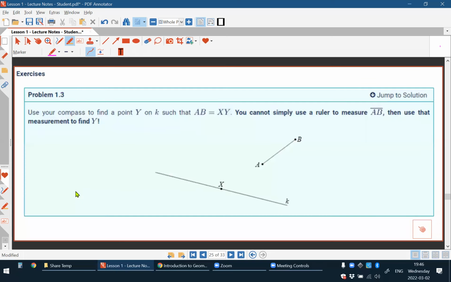All right, then let's see an exercise. Use your compass to find a point Y on line K such that AB equals XY. You cannot simply use a ruler to measure segment AB, then use that measurement to find Y. This is impossible, okay, because we don't have any marks on the straight edge. So is it possible to do so? I'll give you 1 minute to think about this question, okay?